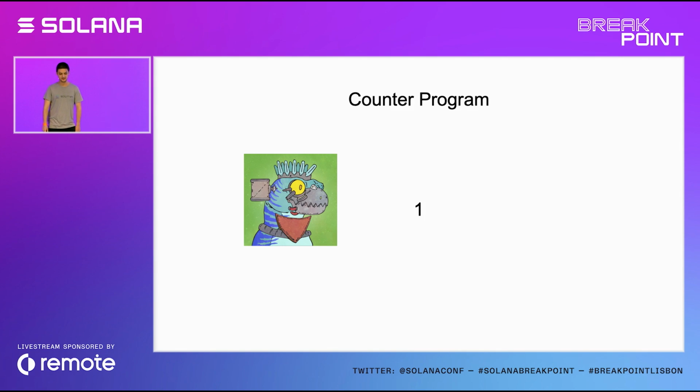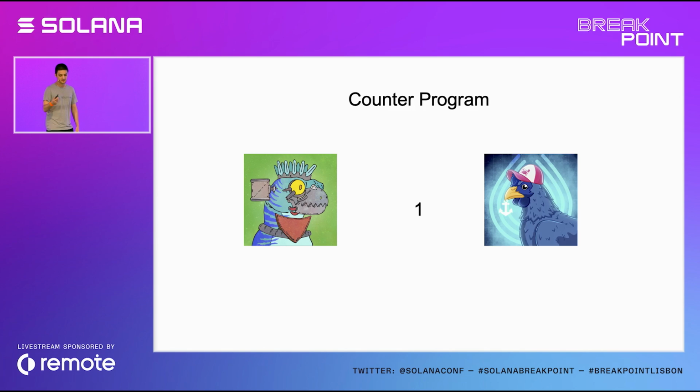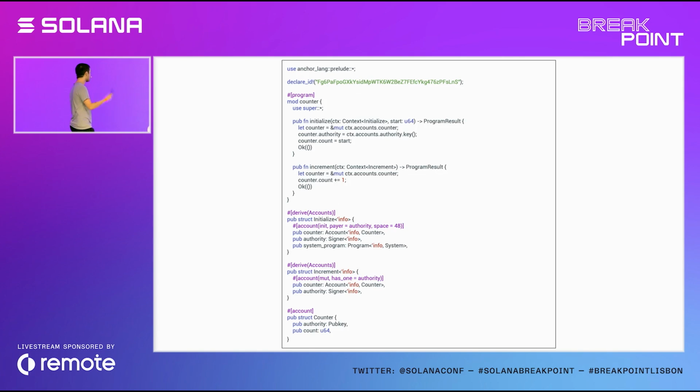And if any other wallet comes along and tries to mutate that data, what we want to do is abort the transaction and not allow that to happen. So that's the program we're going to write. And let's look at some Rust code.